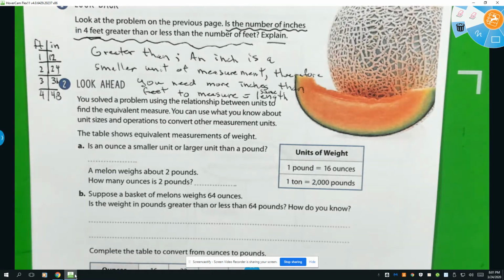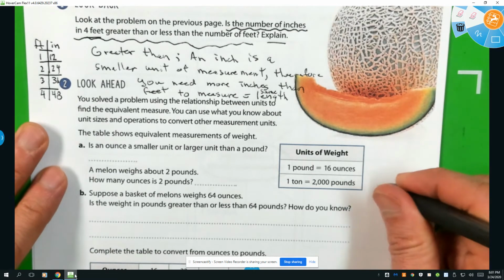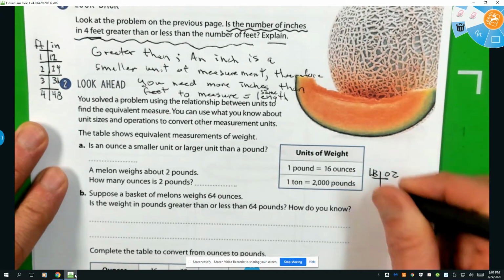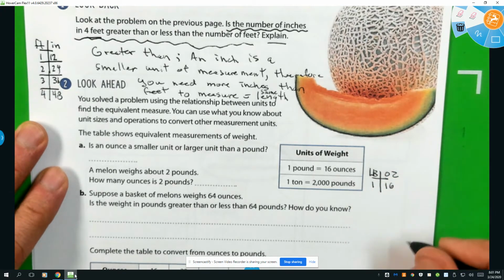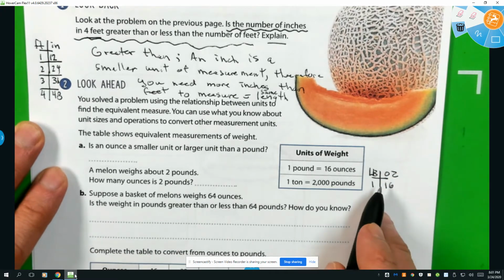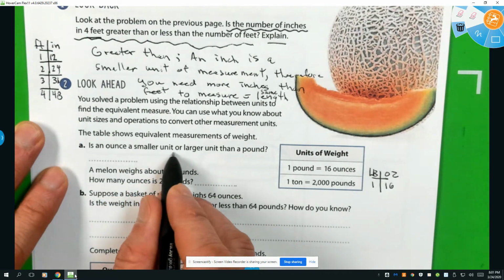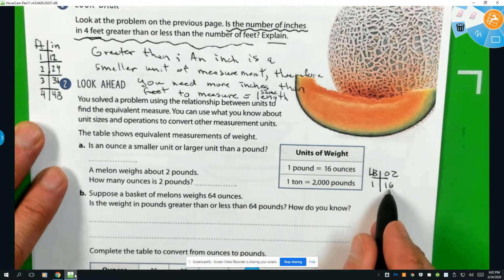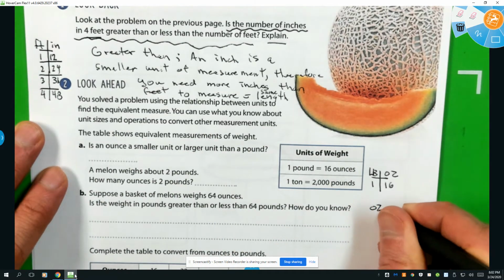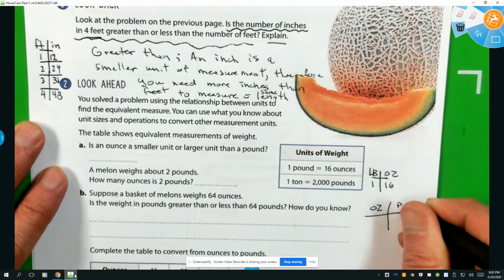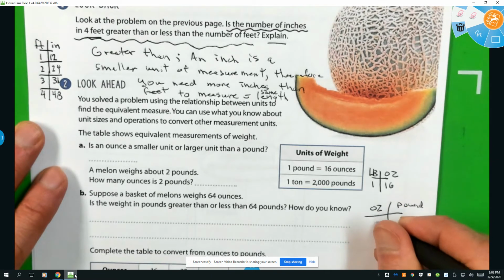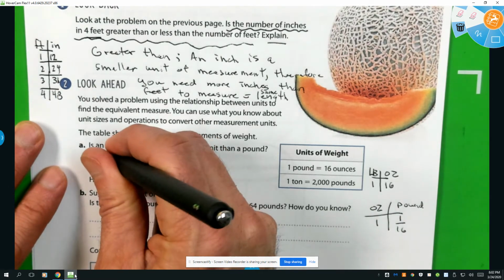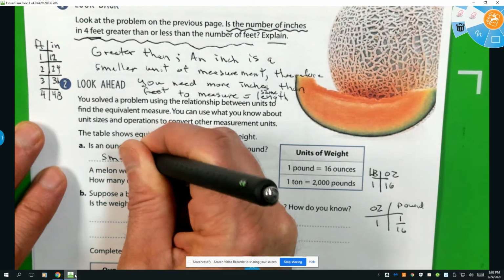than a pound? Well, let's take a look. If we go pounds to ounces, 1 pound is 16 ounces. So, is an ounce a smaller unit or a larger unit than a pound? Well, if we flip this, we can go ounces to pounds, and this will tell you right there. 1 ounce is 1/16 of a pound, so an ounce is definitely smaller than a pound.